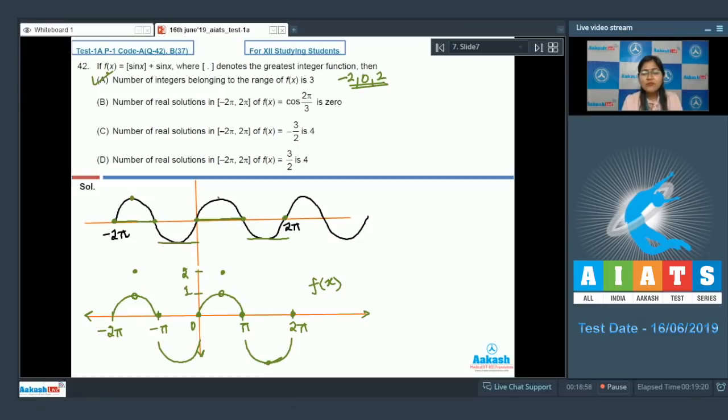Option number B says that the number of real solutions for f(x) equal to cos 2 pi by 3, that is minus 1 by 2. Minus 1 by 2 is not giving any solutions. So it is 0, that is, this is correct. With f(x) equal to minus 3 by 2, it will be lying somewhere here. So it is giving me 4 solutions. So this option is correct. And f(x) equal to 3 by 2, that is somewhere here. So it is not giving me any solutions. So this is incorrect. So the correct answer will be A, B and C option.